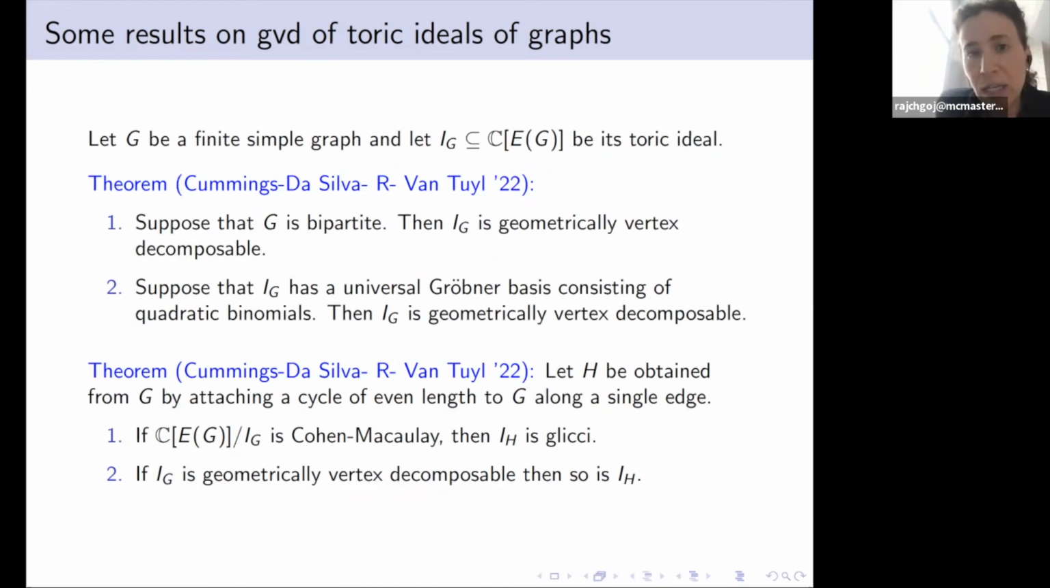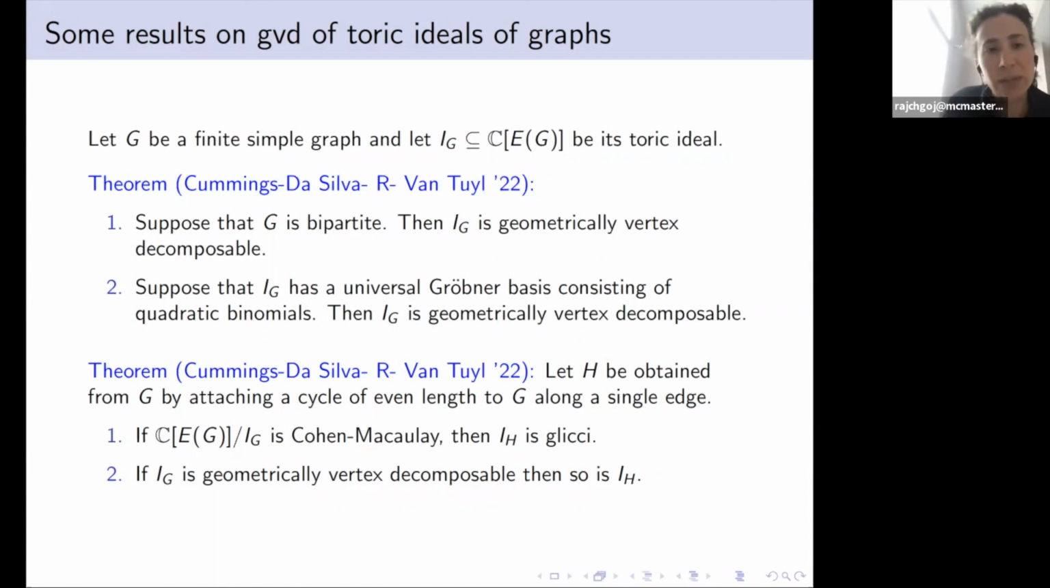We can also obtain the Gleachy result and the geometric vertex decomposable result for large classes of graphs that are built recursively by gluing cycles onto old graphs. Okay, so that's what the second theorem is about. Suppose H is obtained from G by attaching a cycle of even length to G along an edge. If the polynomial ring mod the ideal is Cohen-Macaulay, then IH is Gleachy. Okay, and this follows very quickly, actually, from a result of, I think it's Migliore-Nagel, which is a very general, very nice result. But we also prove that if IG is geometrically vertex decomposable, then so is IH.